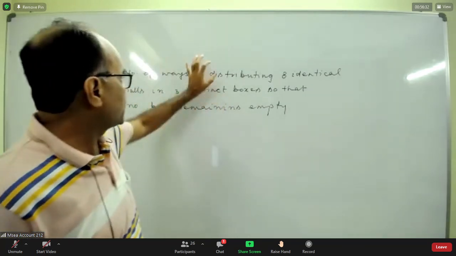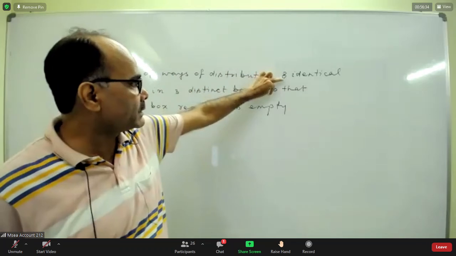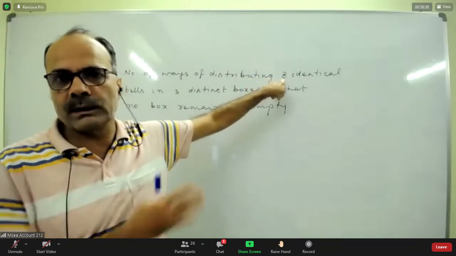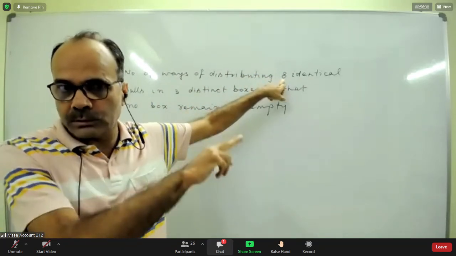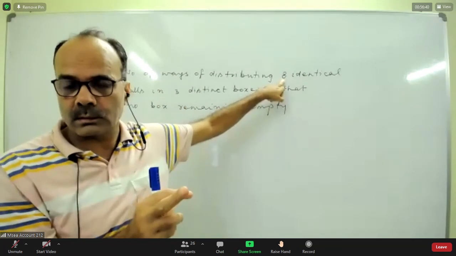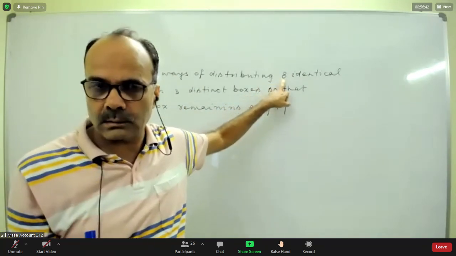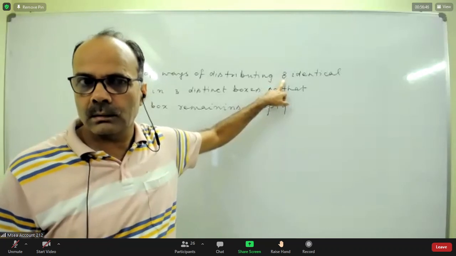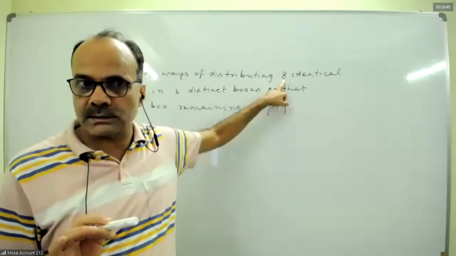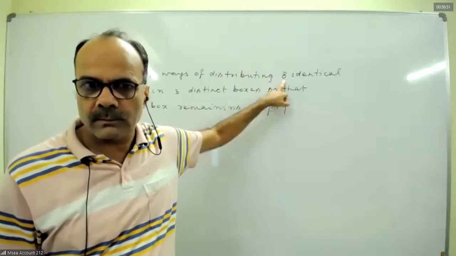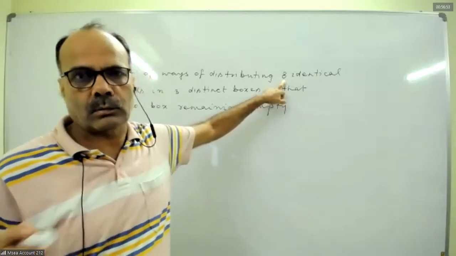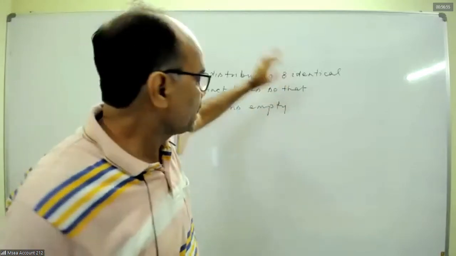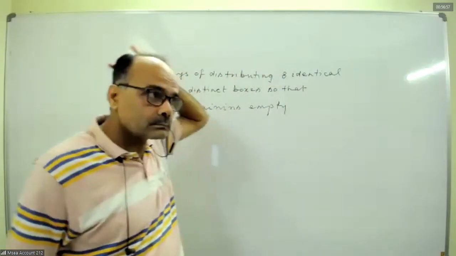See, here balls are identical. If balls are distinct, then simply it is onto function from balls to boxes. If balls are distinct, then how to distribute? This is simply onto functions from balls to boxes. So onto I have not told you still.